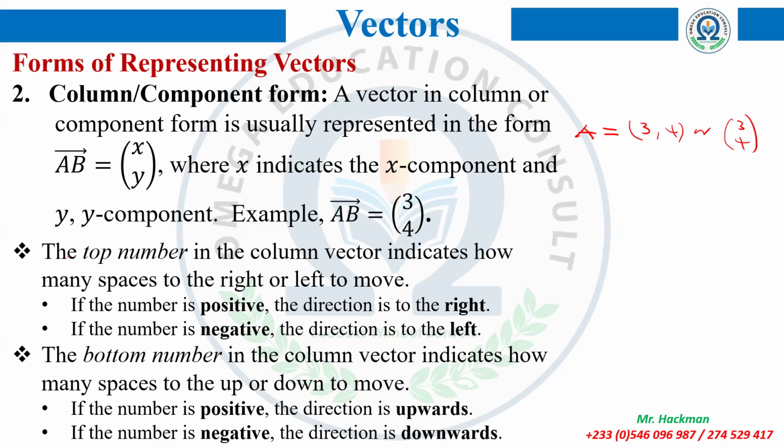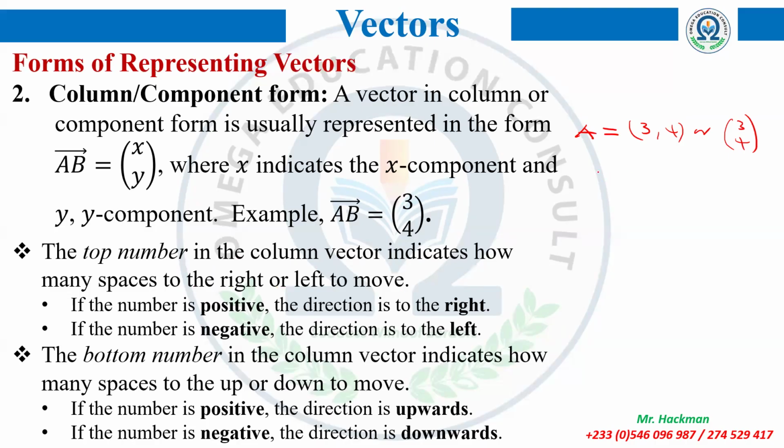Let's read that. The top number, which is what we call the x component, take notes, or the horizontal component. Either the x component or the horizontal component, but usually we use the x component. So let me take it again, forgive me. The top number in the column vector indicates how many spaces to the right or left to move.